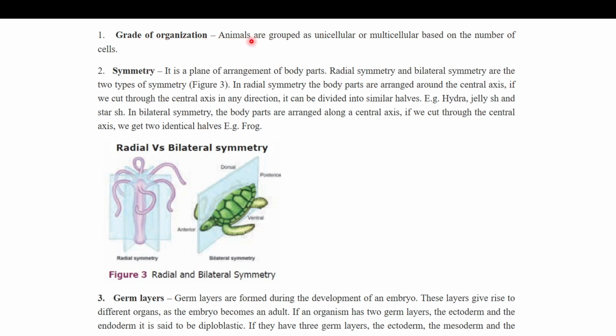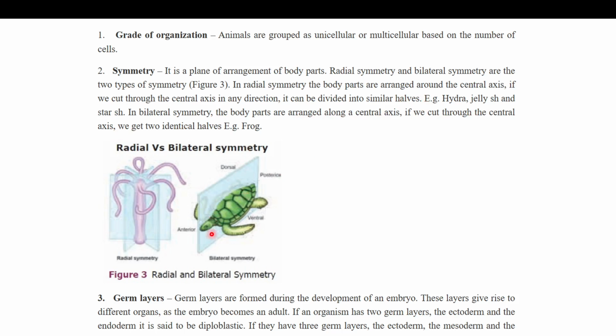Now, on the grade of organization, animals are grouped as unicellular or multicellular based on the number of cells. Then symmetry, which is the plane of arrangement of body parts. Radial symmetry and bilateral symmetry are the two types. In radial symmetry, the body parts are arranged around the central axis. If we cut through the central axis in any direction, it can be divided into similar halves, for example hydra, jellyfish, starfish. In bilateral symmetry, the body parts are arranged along a central axis, and if we cut through it, we get two identical halves.